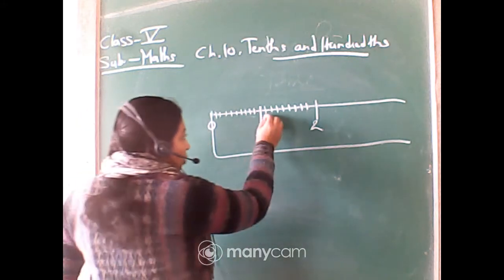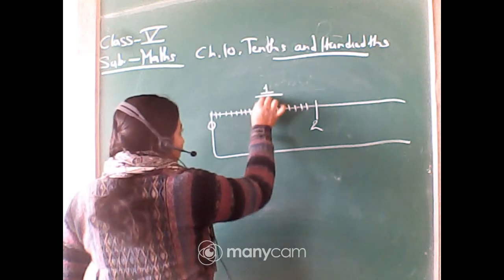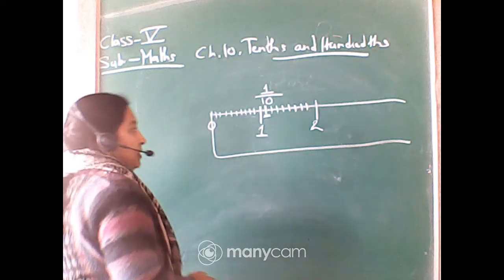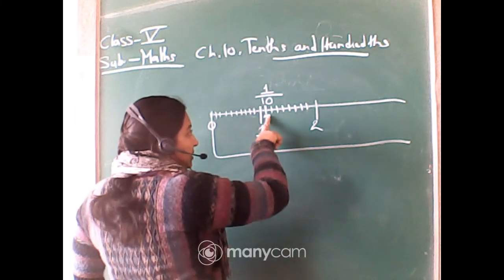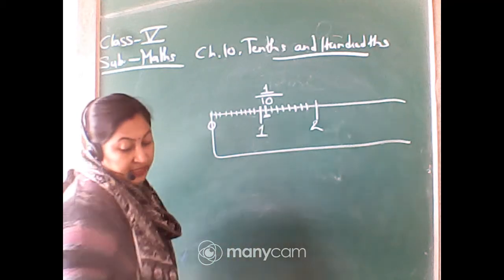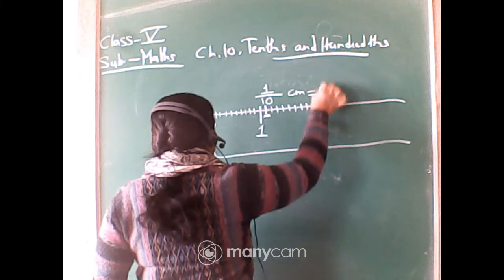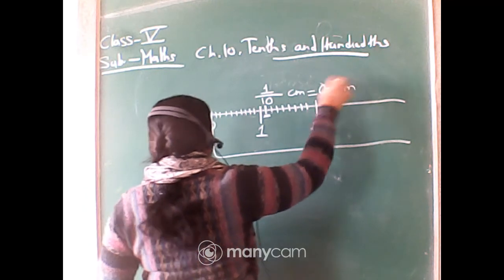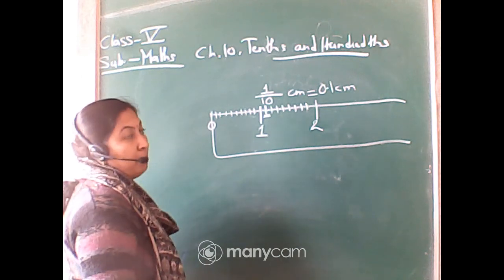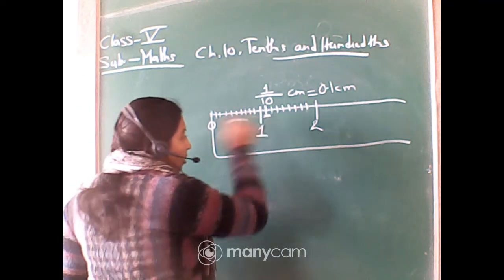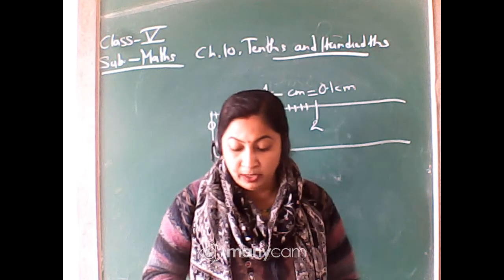Okay, this one division, this one line, is equal to 1/10th of a centimeter. This small division is in millimeters, and 1 is 1/10th of a centimeter, or 0.1 centimeter, or 1 millimeter. These small lines are 1 millimeter each. Clear? Now see the next one.